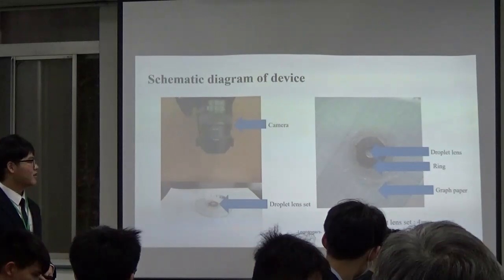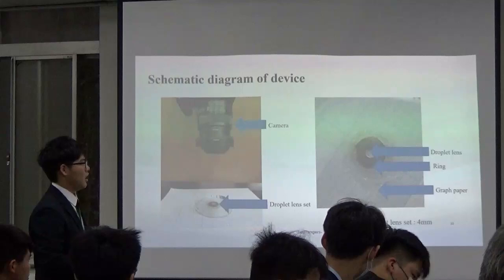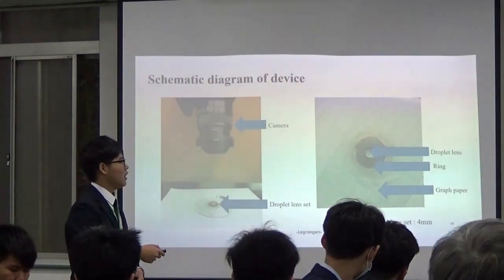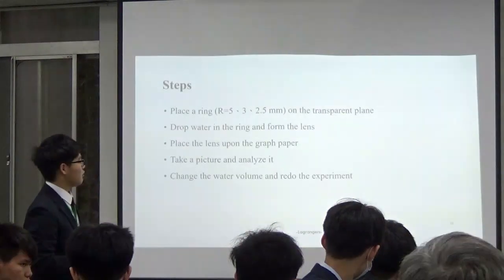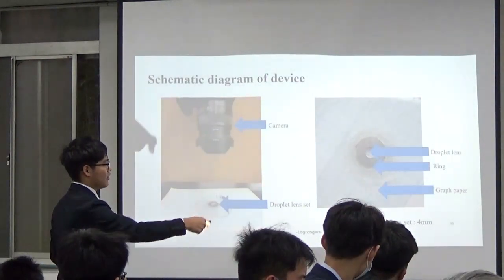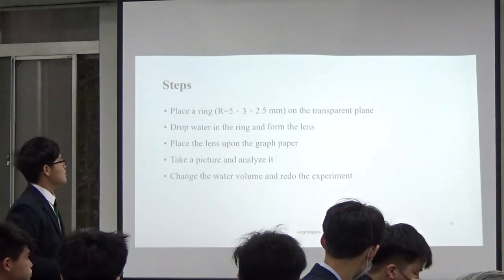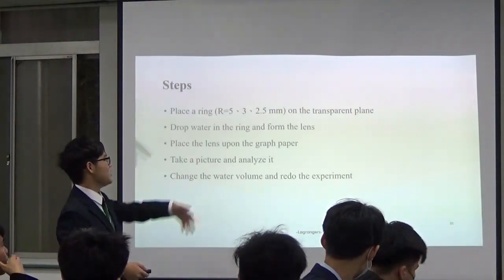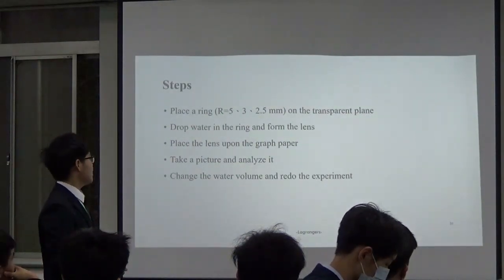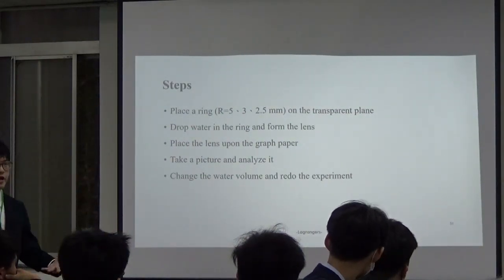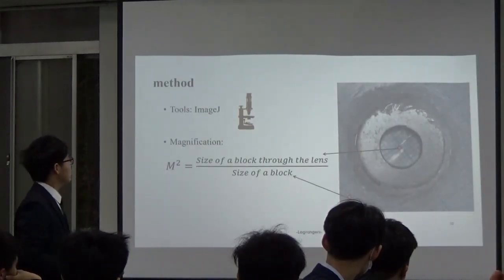So this is a schematic diagram of our device. The camera is right here, and the droplet lens set is right here. We will have the droplet lens, a ring, and a graph paper, and we will measure the size of the image and the graph paper and find a correlation. We place the ring with these radii on the transparent plane, and we drop water in the ring to form the lens, and place the lens upon the graph paper to take a picture and analyze it. And we change the water volume and redo the experiment.